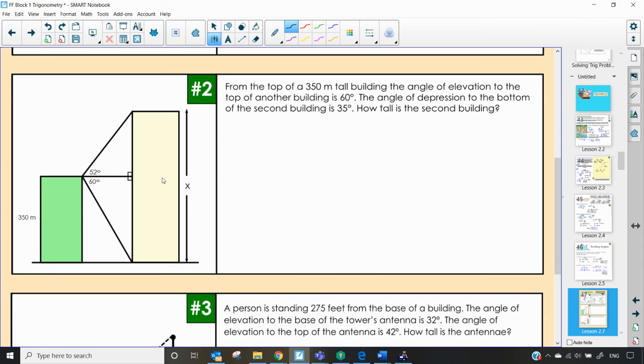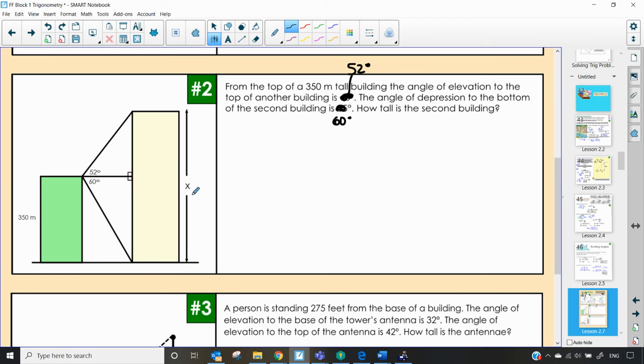All right, example number 2. This is a very common question as well, and one that can often lead to some common mistakes, which I'll point out when we get further in. So the question says, from the top of a 350 meter tall building, the angle of elevation to the top of the other building is 52 degrees. Sorry, my diagram doesn't match, so I'm going to change the numbers. Just a little typo there. The angle of depression to the bottom of the second building is 60 degrees. And the question is, how tall is the building?